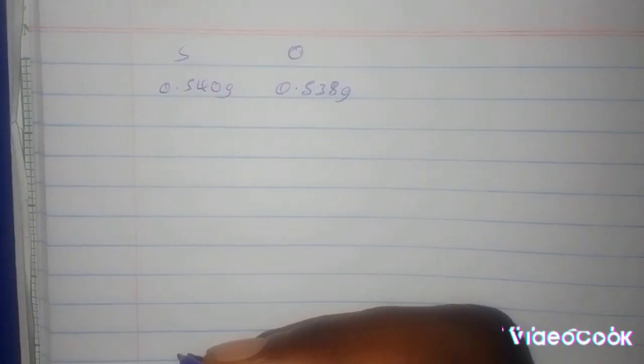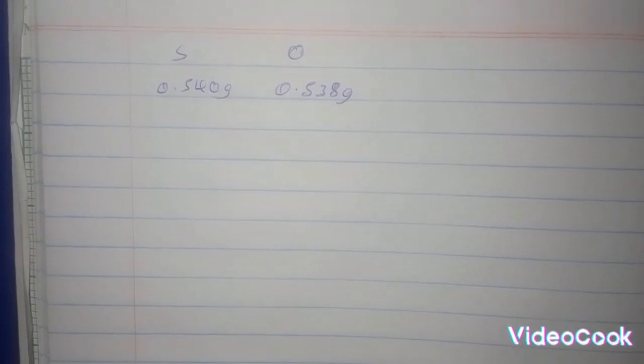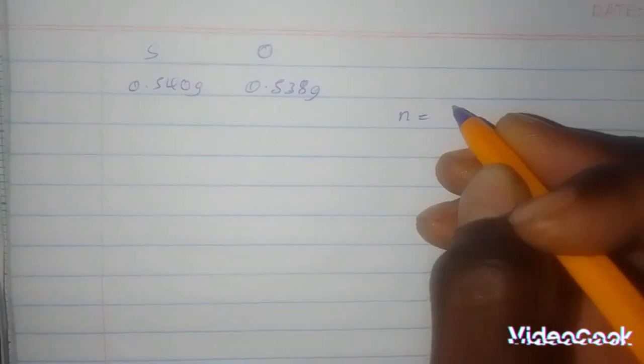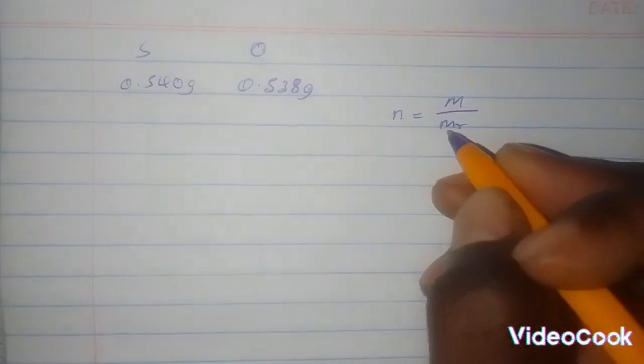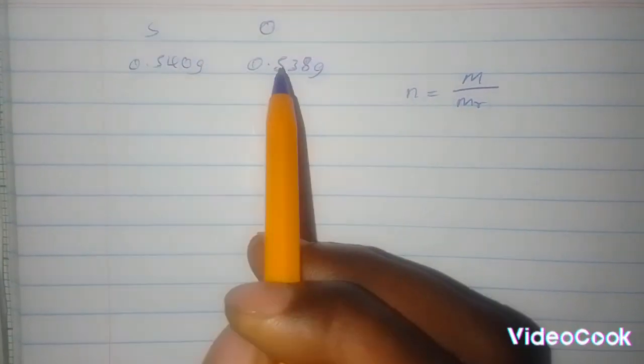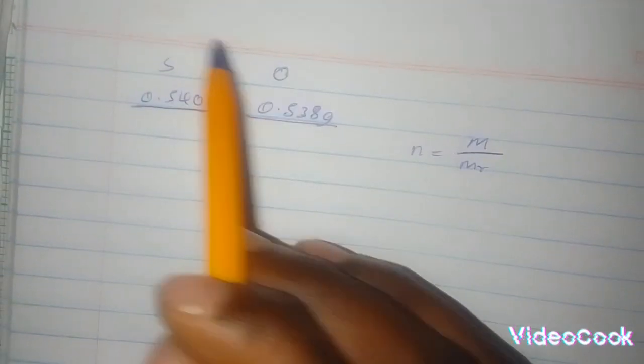Okay, so for this one, we'll not waste much time. Whenever we are calculating the empirical formula, it is so important that first we calculate the number of moles. Since we are given the masses, we know that number of moles is equal to mass over the molecular mass, or the Mr. In all the questions that I'll be solving, I'll be calling this Mr. So we'll just divide these masses by the atomic masses of these two elements.